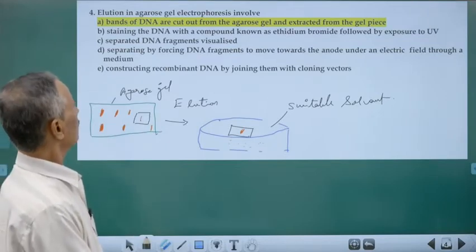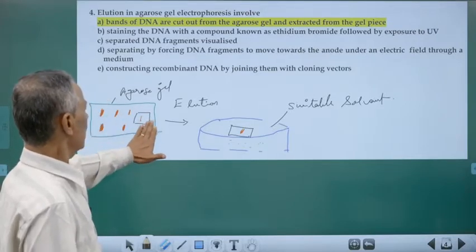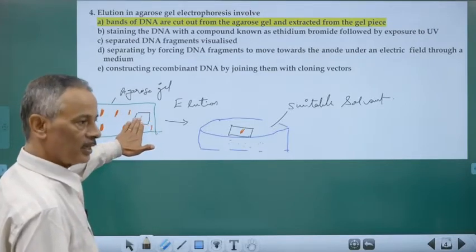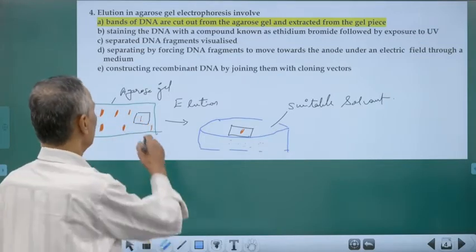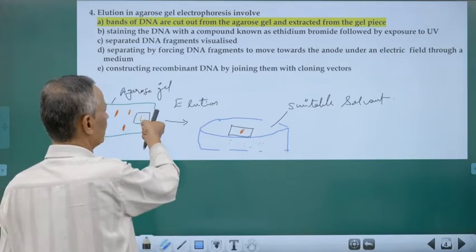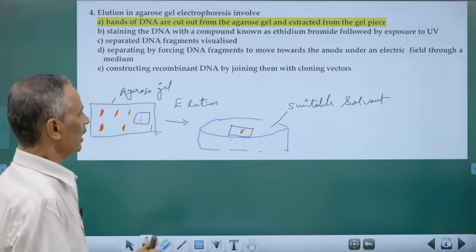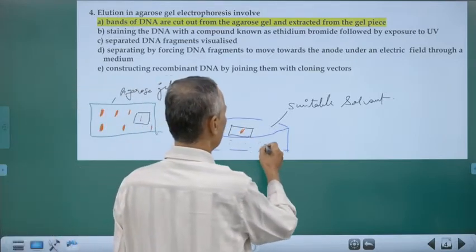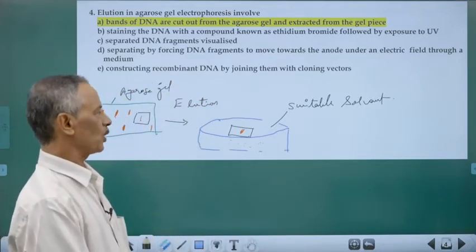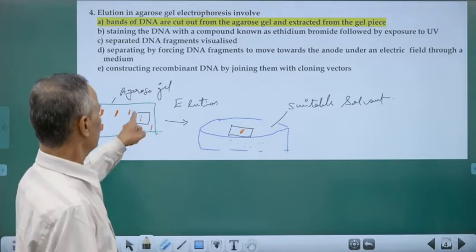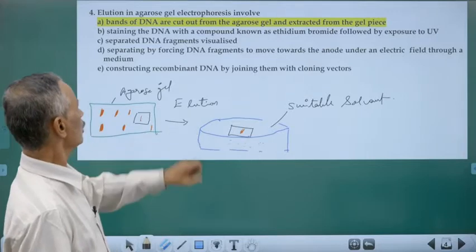Elution. What is the elution principle? Elution is the process whereby, from the agarose gel, suppose this is the restricted enzyme fragment which contains our desired DNA, we cut it with a sterile instrument, take that chip, a small piece of that agarose gel, and put it in a suitable solvent so that gradually the DNA gets dissolved and is thus transferred into that solvent. Okay, this process of isolating and separating DNA from the chip, from the agarose gel to the medium, is called elution.